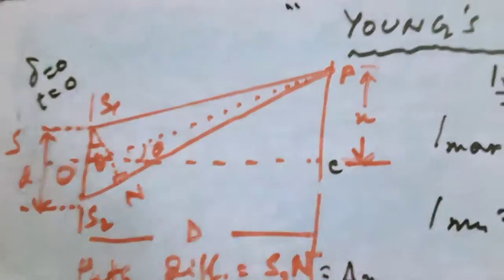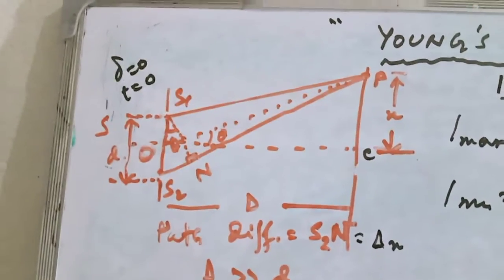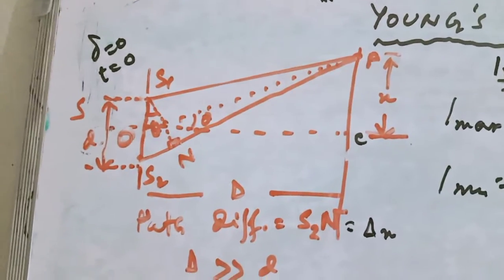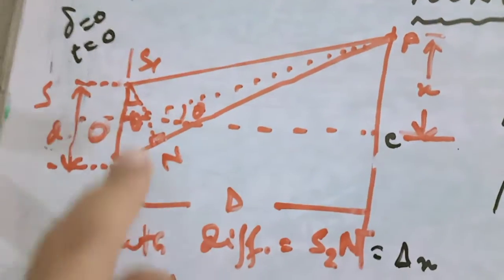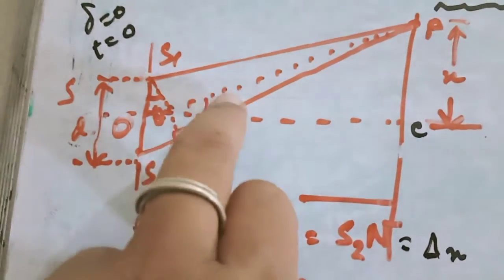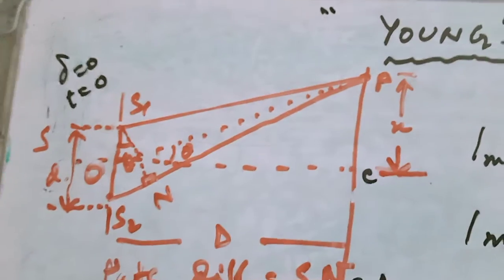We have taken a point P, just an arbitrary point P, and we will see there is a path difference between S1P and S2P. If we draw a perpendicular here and this angle is theta, this is the angular position.